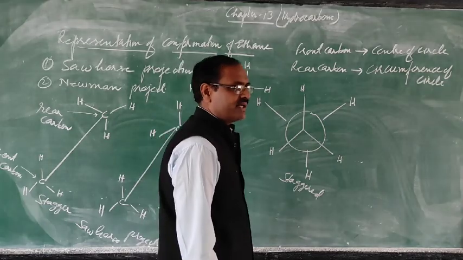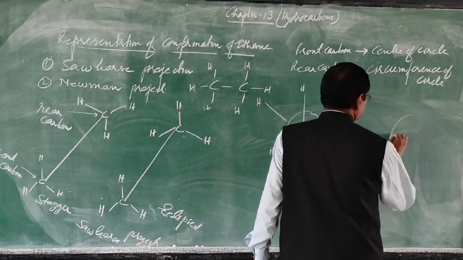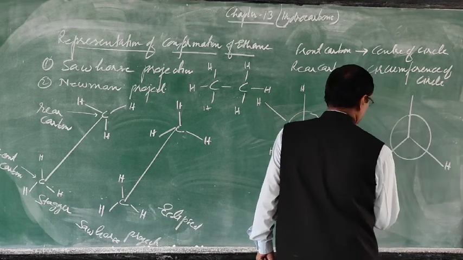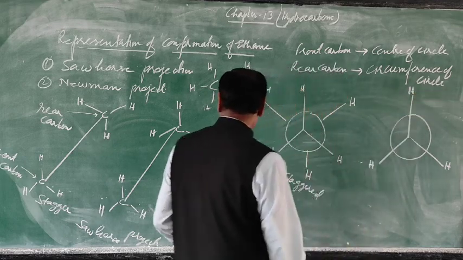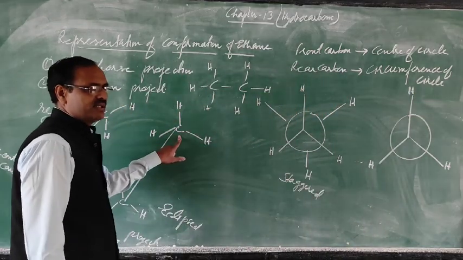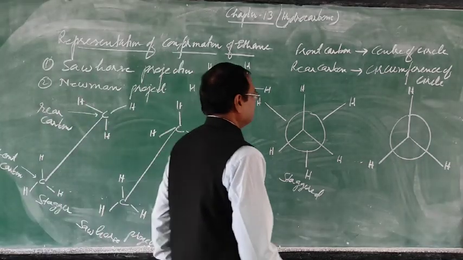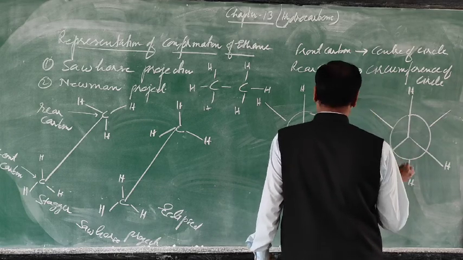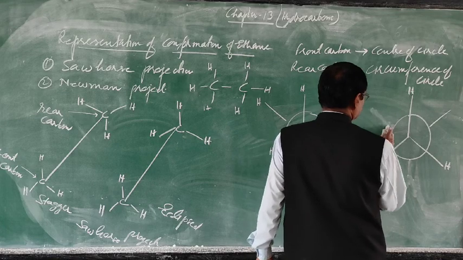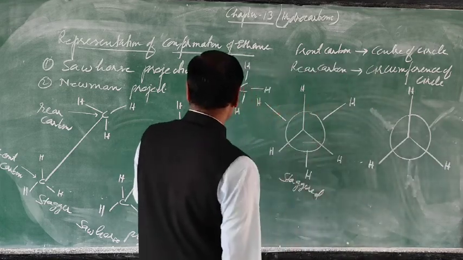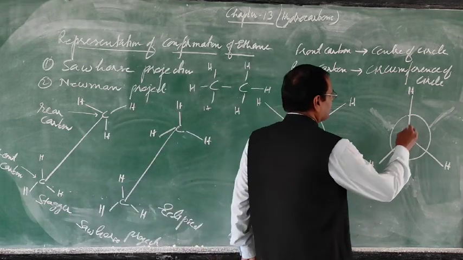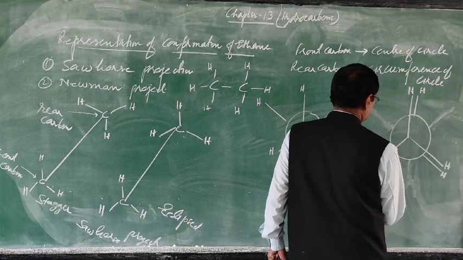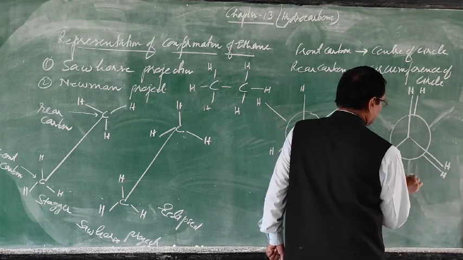This one is staggered. Then another one: this is the front carbon atom. The rear carbon atom is this one, represented by the circumference of the circle. Another one is represented by the circumference, this one. So this will come here. This one is eclipsed.